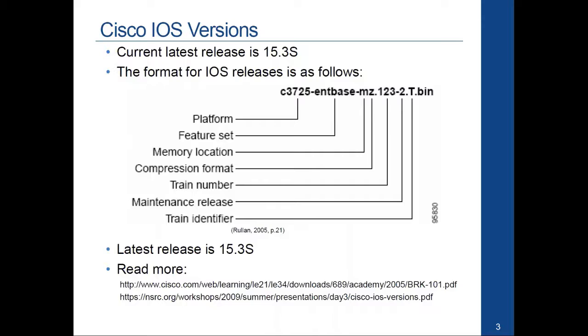So every IOS has a version. Actually, the current version is 15.8. It's not 15.3, which is a bit older version, but the naming convention starts with the platform type. Platform is the type of device, the type of router or the switch that this OS is compatible with. Then the feature set, memory location, and those kinds of things, as well as the release number.